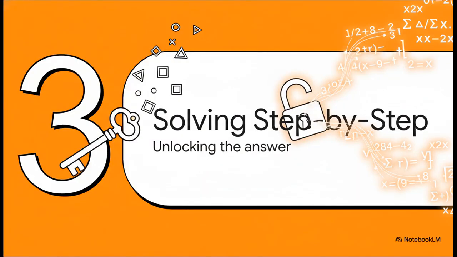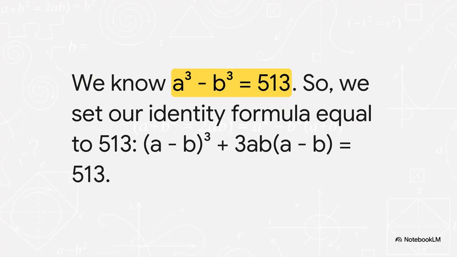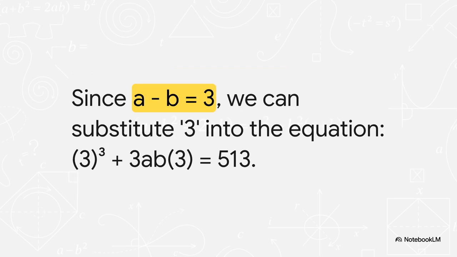Okay, key in hand, it's time to unlock this puzzle. We're just going to take the numbers we know and start plugging them into this formula, step by step. All right, first step, we know that a cubed minus b cubed is 513, right? And since our fancy identity formula is just another way of writing a cubed minus b cubed, we can go ahead and set the whole expression equal to 513. Simple as that.